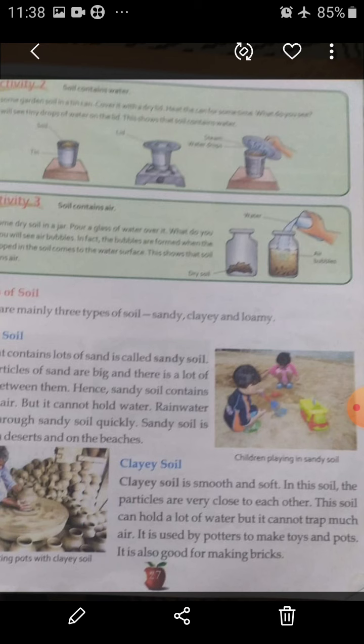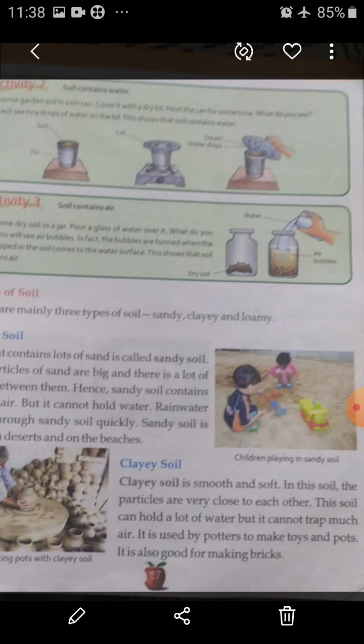Clay soil is smooth and soft. In this soil, the particles are very close to each other. This soil can hold a lot of water, but it can't trap much air. It is used by potters to make toys and pots. It is also good for making bricks.